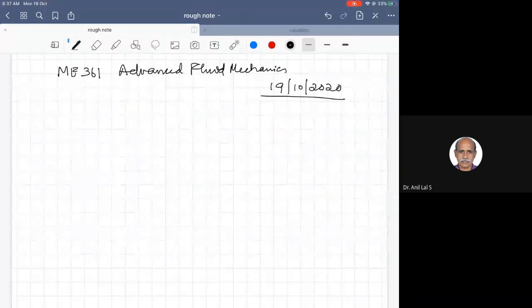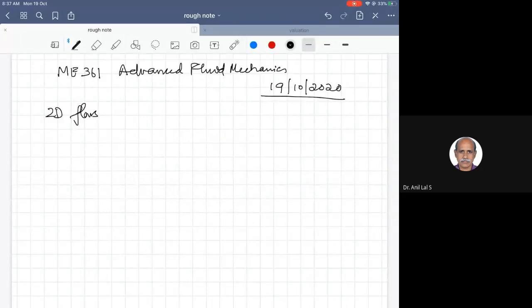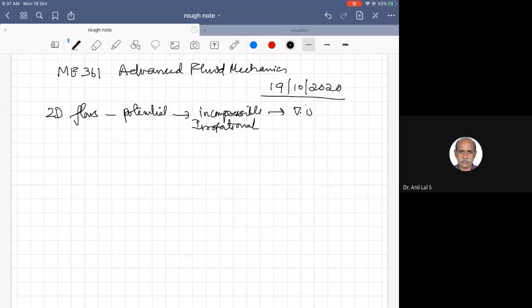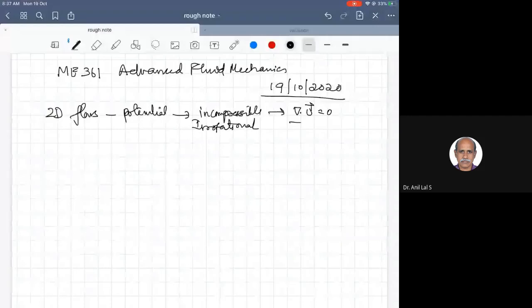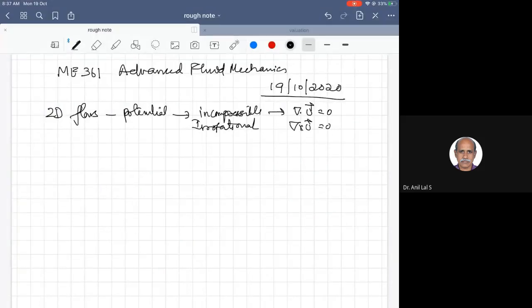Okay. So in 2D flows, potential flow. Potential means incompressible, irrotational. So this is velocity like this. This is del cross U equal to 0.